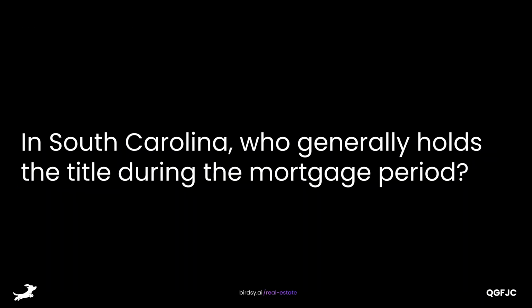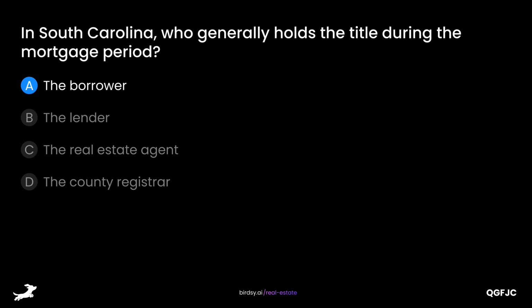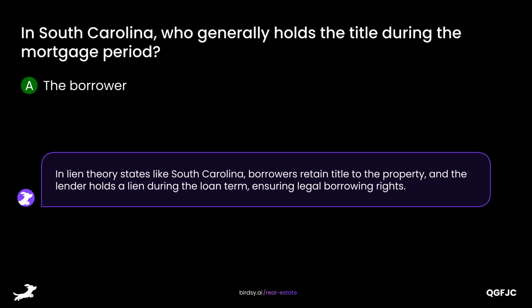In South Carolina, who generally holds the title during the mortgage period? Is it A, the borrower? B, the lender? C, the real estate agent? Or D, the county registrar? The answer is A, the borrower. In lien theory states like South Carolina, borrowers retain title to the property, and the lender holds a lien during the loan term, ensuring legal borrowing rights.